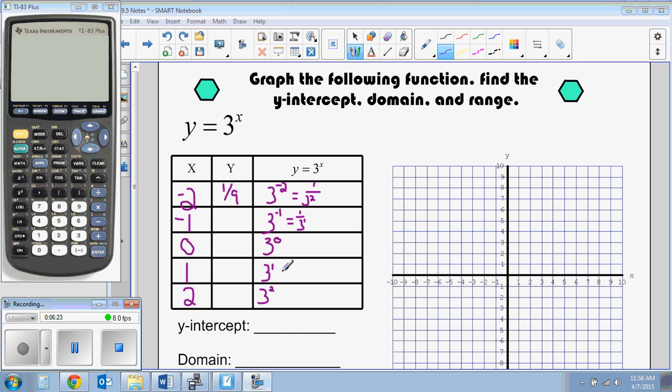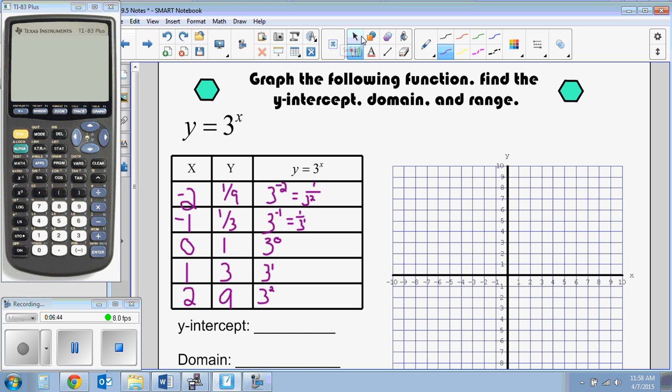Okay, so I plugged all the work in over here, and I already did 3 to the -1 power, and I said it was 1 over 3 to the first, which is 1/3. Then we have 3 to the power of 0, which is not 0, but 1, because it's a 0 exponent. 3 to the power of 1 is 3. 3 to the power of 2 is 9.